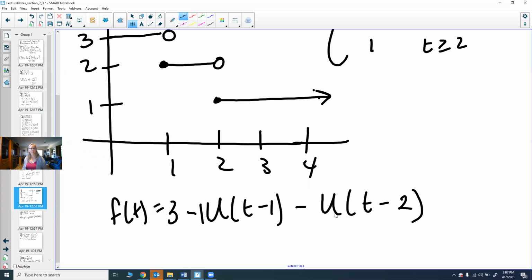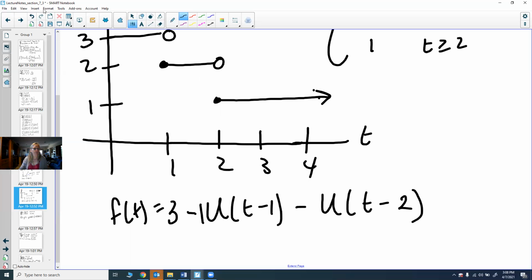Before 1, this one is 0. Before 2, this one is 0. So these two are both 0 at the start. That's why it's 3. Now at time t equals 1, remember this is your t-axis, this one now turns on. So it's going to be 3 minus 1, which gives me 2. At time 2, this one now turns on, and we have 3 minus the one that was already on. That one stayed on, that one didn't change. So it's going to be 3 minus 1 is 2, minus another one is 1.